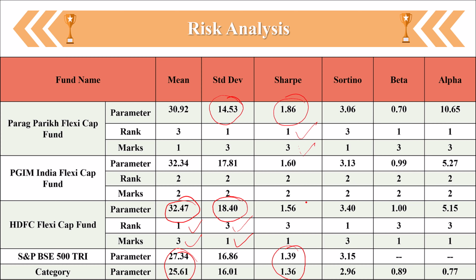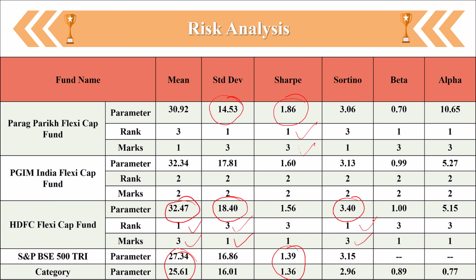Next is Sortino ratio. Sortino ratio is very similar to Sharpe ratio. Sortino ratio is the return generated per unit of bad risk taken, whereas in the Sharpe ratio, you have the return generated per unit of risk taken. Similarly, the higher the Sortino ratio, the better it will be. Here you can see that the HDFC Flexi Cap Mutual Fund has the highest Sortino ratio. That's why they have been ranked 1 and marks 3 allocated.